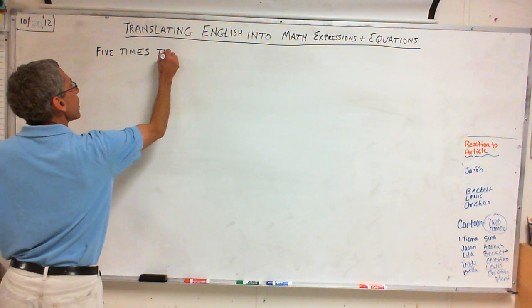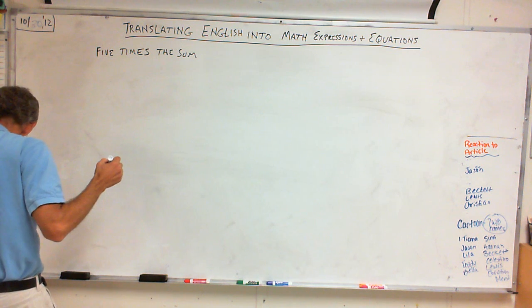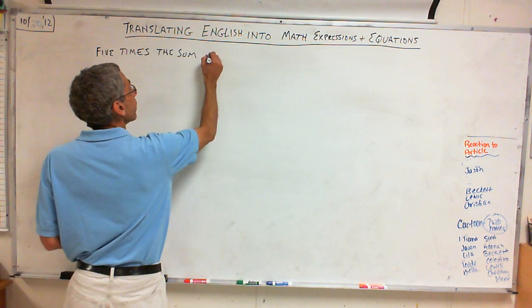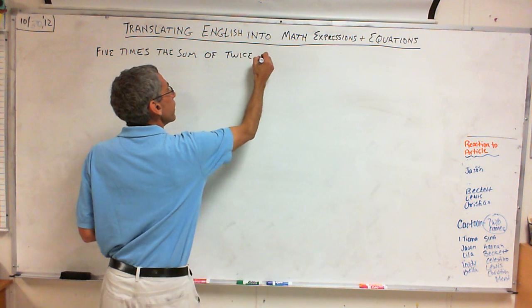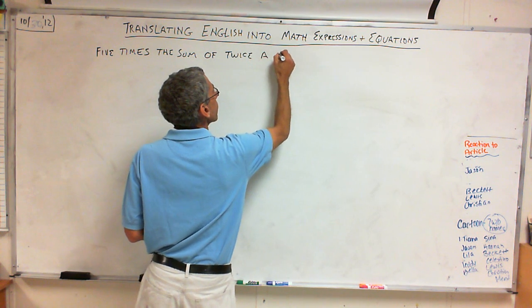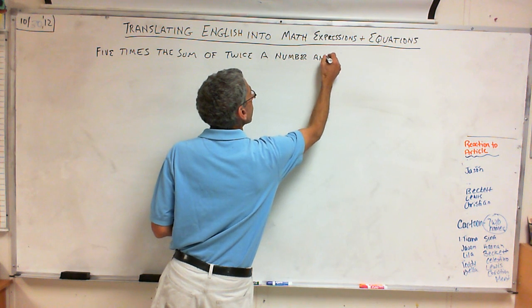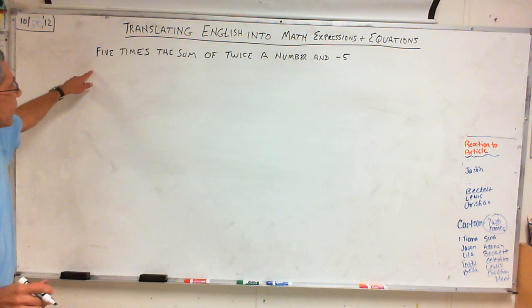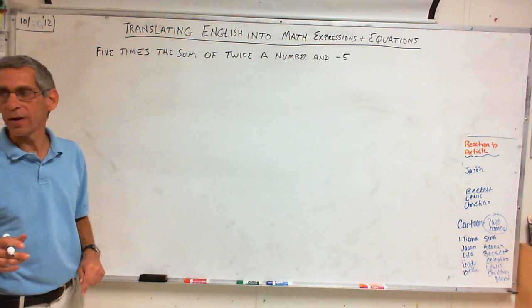5 times the sum of twice a number and negative 5. 5 times the sum of twice a number and negative 5.